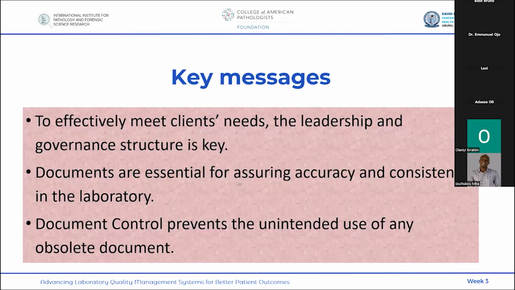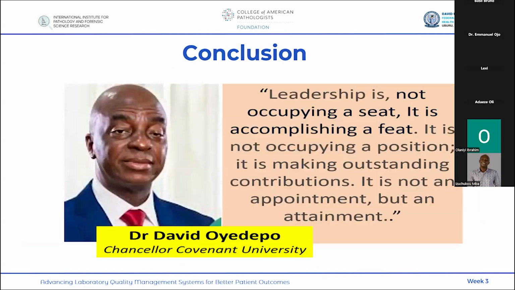These are my key messages as I round up. To effectively meet clients' needs, the leadership and governance structure is key. I also want to state that documents are essential for assuring accuracy and consistency in the lab, and also to state that document control prevents unintended use of any obsolete document.